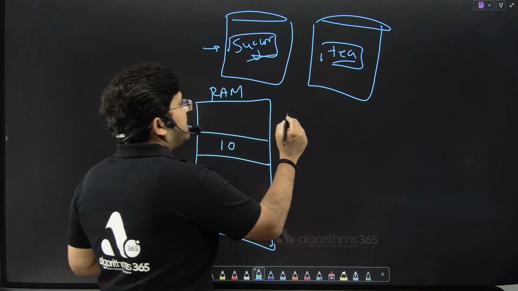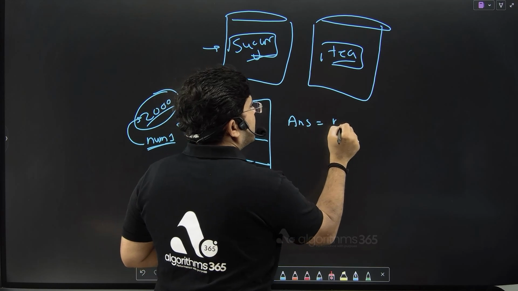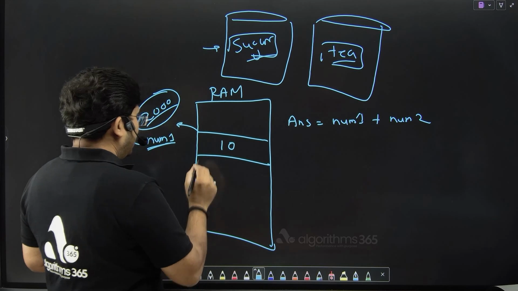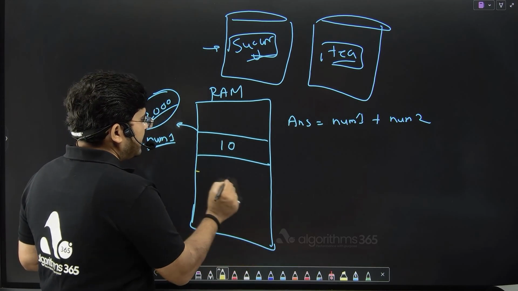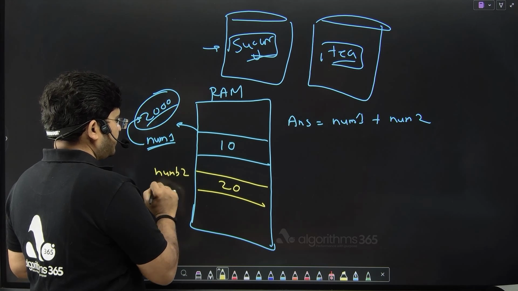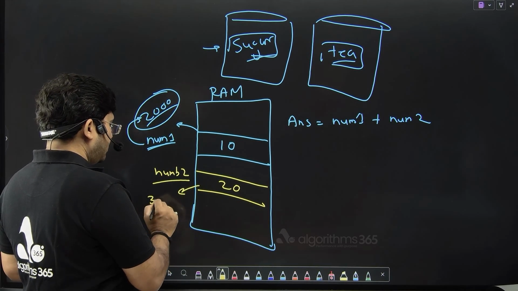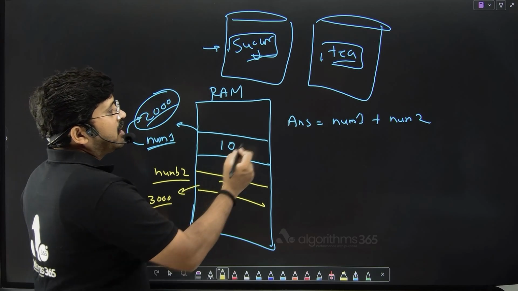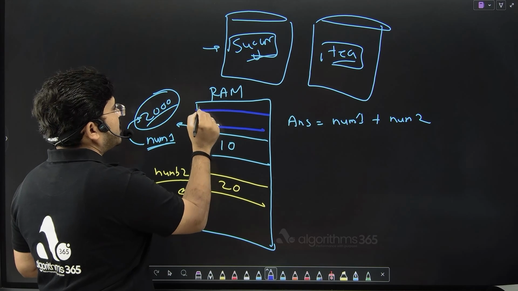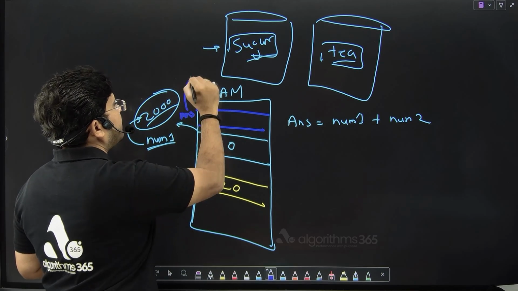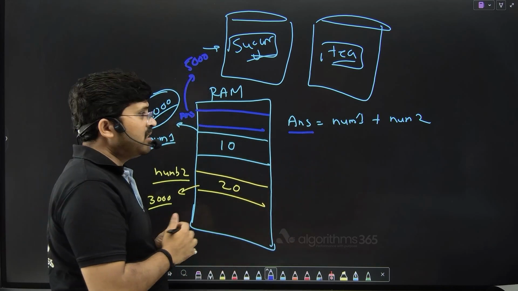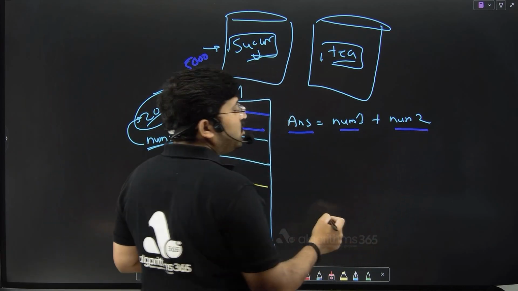When you are doing answer is equal to number 1 plus number 2, what is happening? This is number 1, and there is another variable called number 2 in RAM, and let's say its address is 3000. Then your final answer is another variable, at, let's say, 5000. So literally you are saying your answer is one variable. You read the value at number 1 and number 2, and you do the addition.